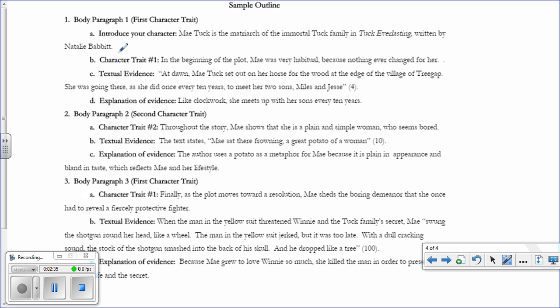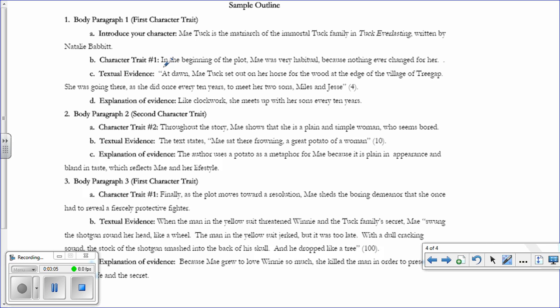Then when I gave her first character trait, I said in the beginning of the plot, May was very habitual because nothing ever changed for her. I didn't just say May was habitual. I say when, and I say why I think that. Then you have to prove it. So for textual evidence, I said, "At dawn, May set out on her horse for the wood at the edge of the village of Treegap. She was going there, as she did once every 10 years, to meet her 2 sons, Miles and Jesse."